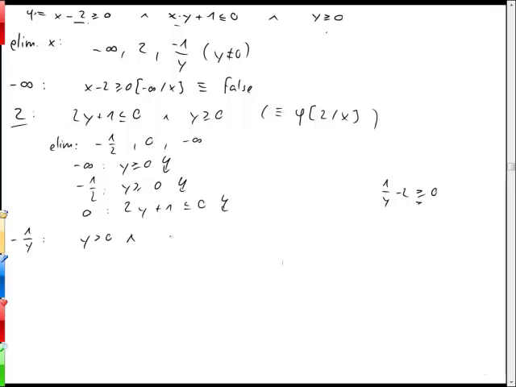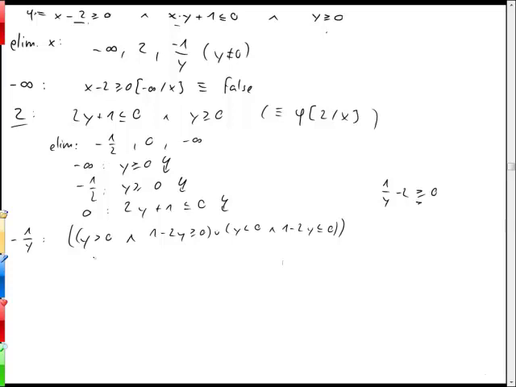Hence we get 1 minus 2 times y greater or equal 0. Okay? So the other case would be, of course, that it is smaller than 0. It could not be 0, because you can't divide by 0, of course. And then the relation symbol would change, and we have 1 minus 2 times y less or equal to 0 instead. So this is just what we get for the first constraint, substituted by this test candidate.